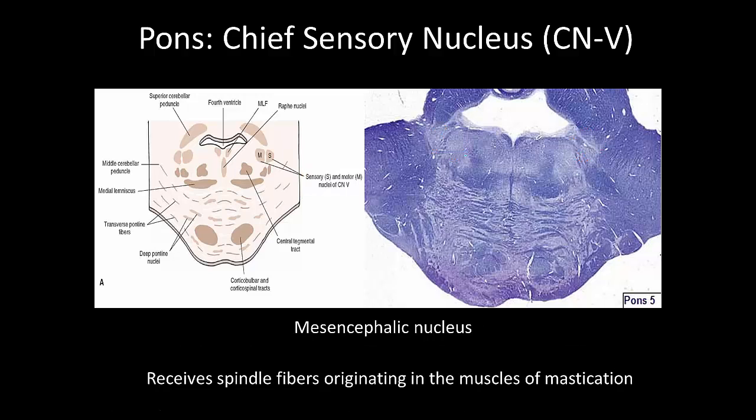Now, posterior to the chief nuclei are going to be the smaller mesencephalic nuclei, and they're going to have a tract that's associated with them as well. Now these mesencephalic nuclei originate in the level of the pons at this level, and they're just going to project upwards, and so we can actually see them at the level of the midbrain as well.